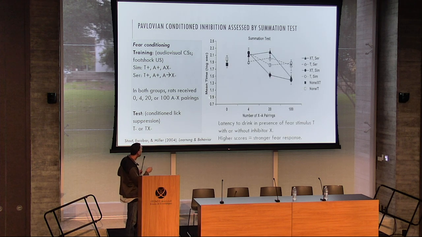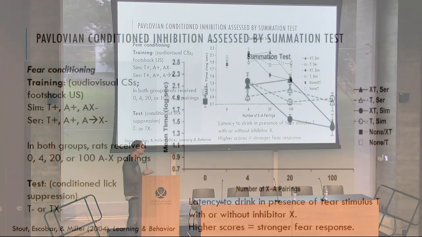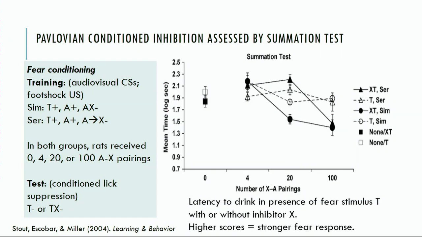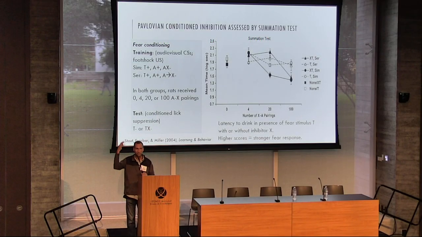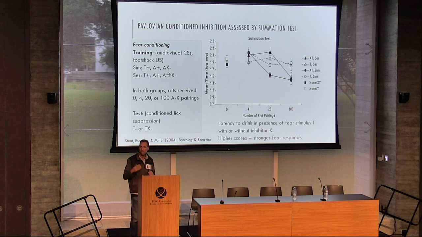Looking at this is latency to drink some water in the presence of the putative fear stimulus T with or without X. And so the higher the score here, the longer it takes for the rat to start drinking in the presence of this test stimulus. That means the more fear they seem to be showing. It's a kind of a conditioned emotional response.